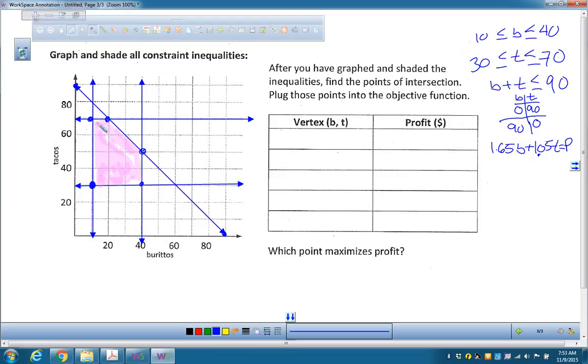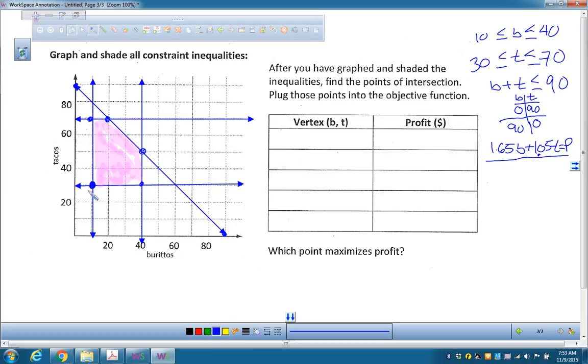Trapezoid, okay? So what they found is that the maximum and the minimum of this function is always going to be found at one of those points, right? So the way you figure out where the maximum profit is going to occur is by plugging all of these points into this equation, okay?